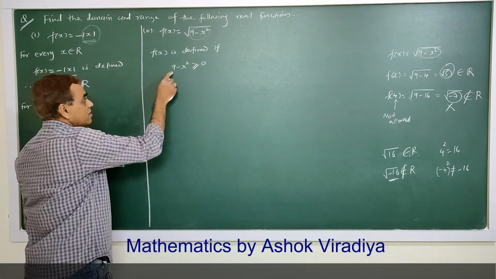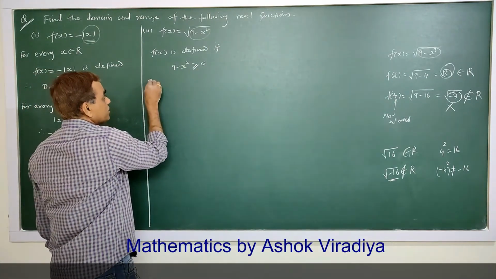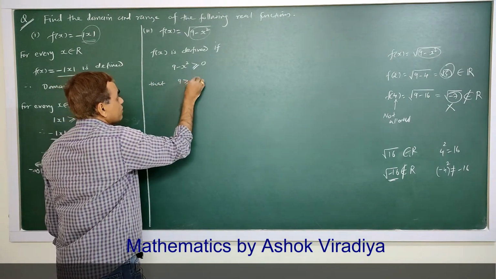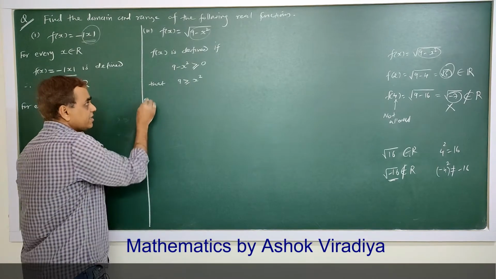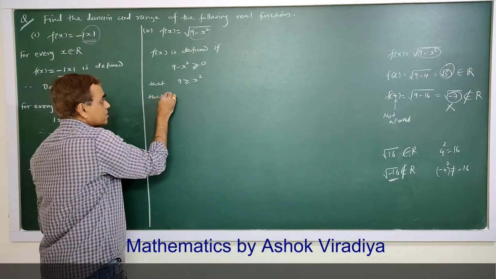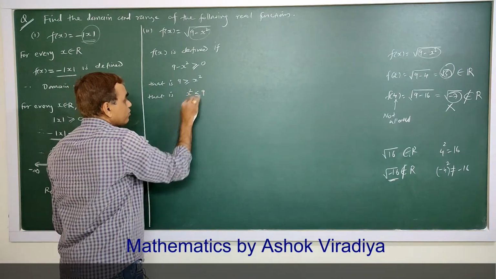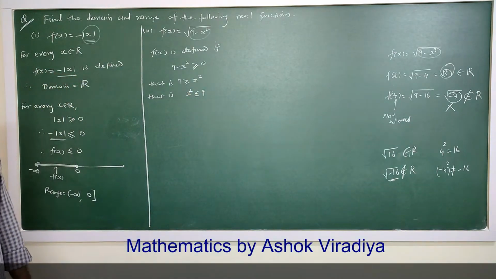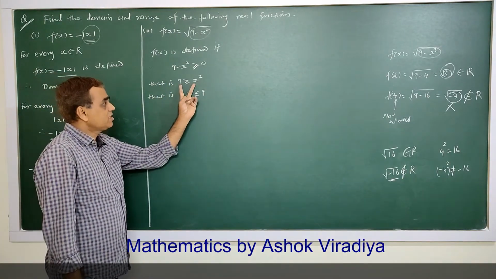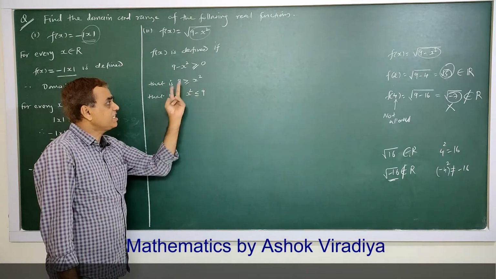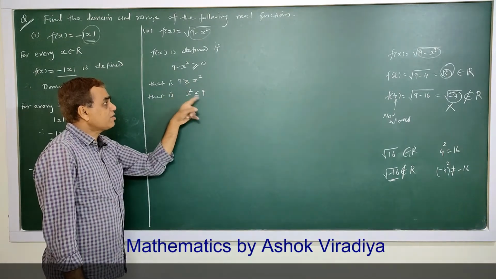This is greater than or equal to 0, that is, 9 is greater than or equal to x square, that is, x square is less than or equal to 9. Same inequation I have rewritten by changing the direction of this inequality. X square is less than or equal to 9.